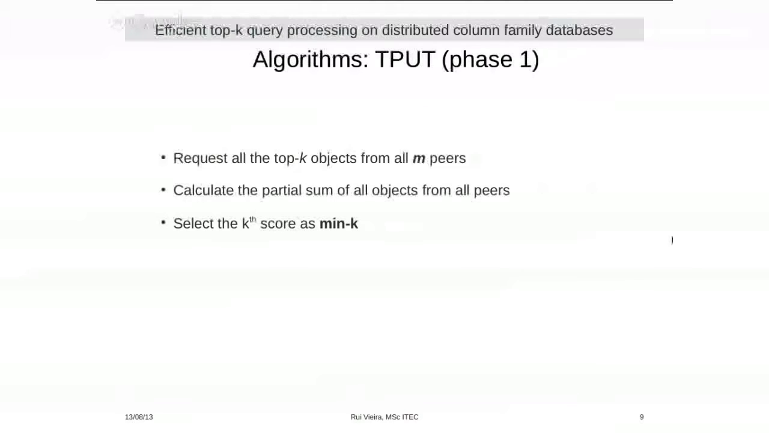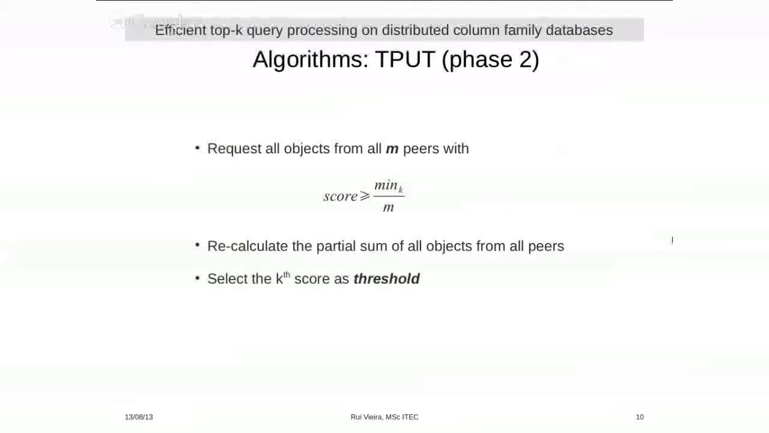It calculates the partial sum of all the objects in all the peers. It selects the Kth score as a threshold. In phase 2, it requests all the objects from all the peers in which the score is higher than the normalized threshold. It then recalculates the partial sum of all the objects and selects that Kth score as a new threshold.